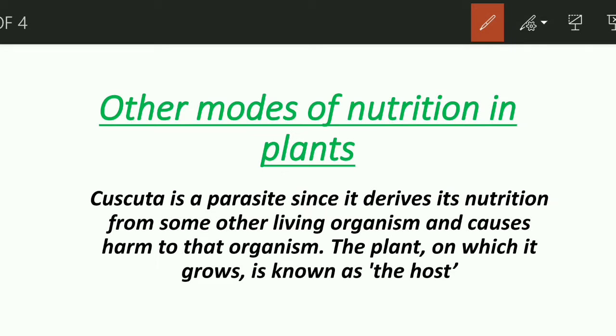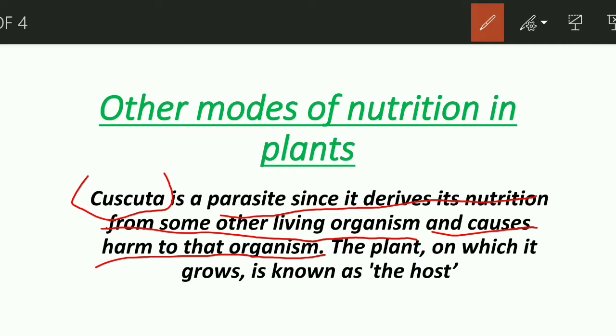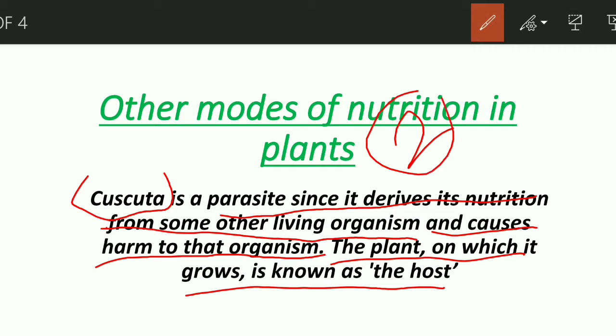And first of all, there is an example, Cuscuta, which you also know as dodder. So dodder is a parasite since it derives its nutrition from some other living organism and causes harm to that organism. The plant on which it grows is known as the host. Okay, so here mainly there are two things. One is Cuscuta, and the other is the plant on which it grows.